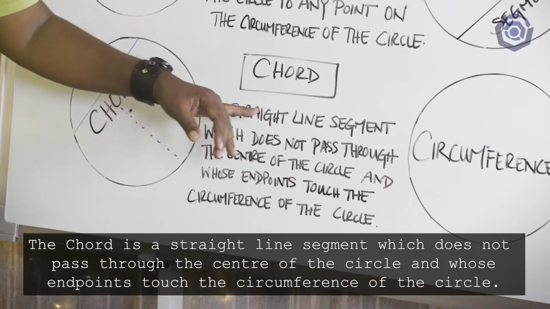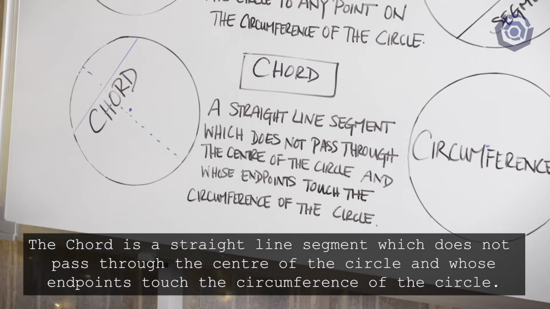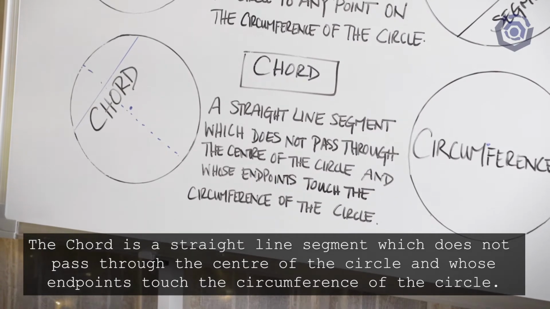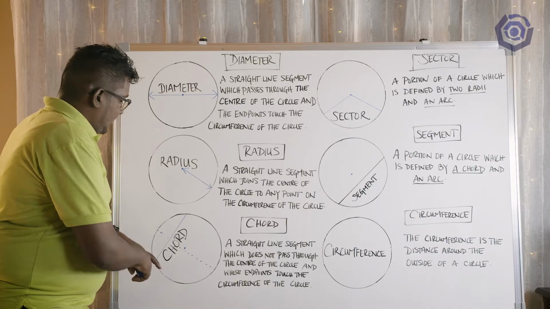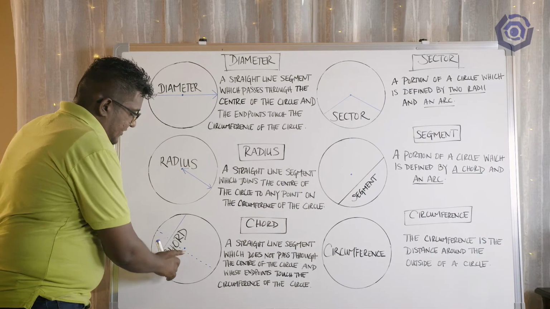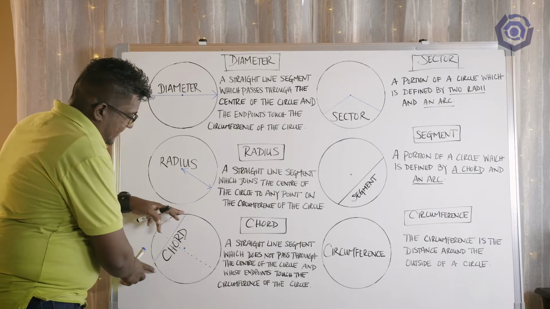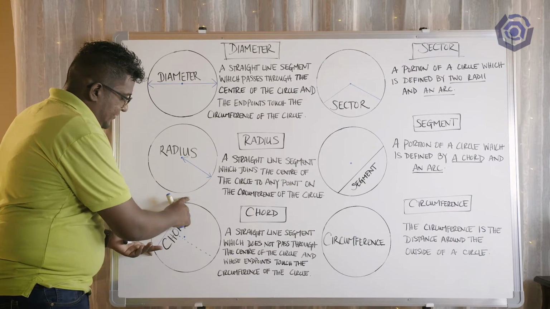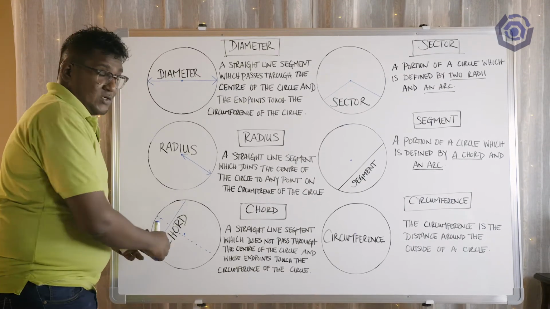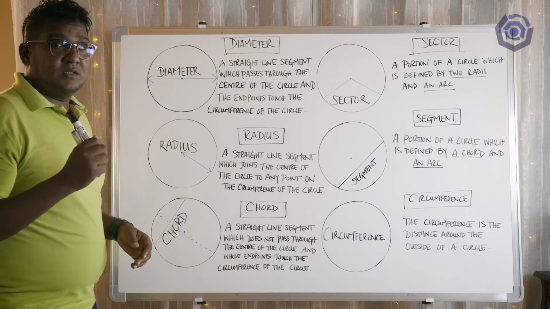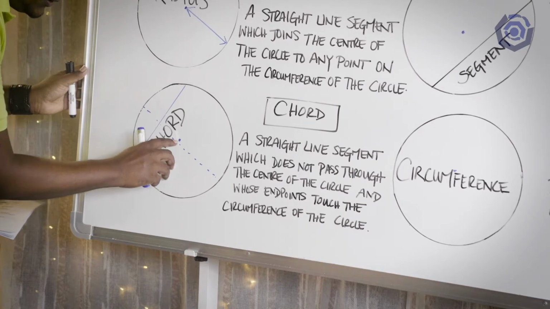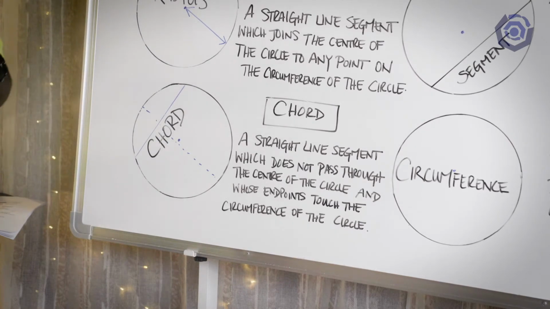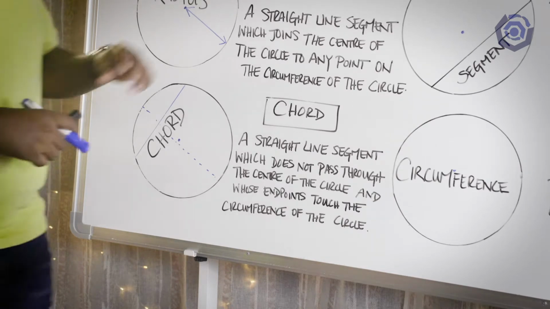The third one is the chord. So the chord is a straight line segment which does not pass through the center of the circle and whose endpoints touch the circumference of the circle. Now, this is what we call the center of the circle, right? So any line that goes from circumference to circumference and does not go through the center is what we call the chord. So if we have this line as close as possible to our center, as long as it doesn't touch the center or pass through the center, it's considered a chord.